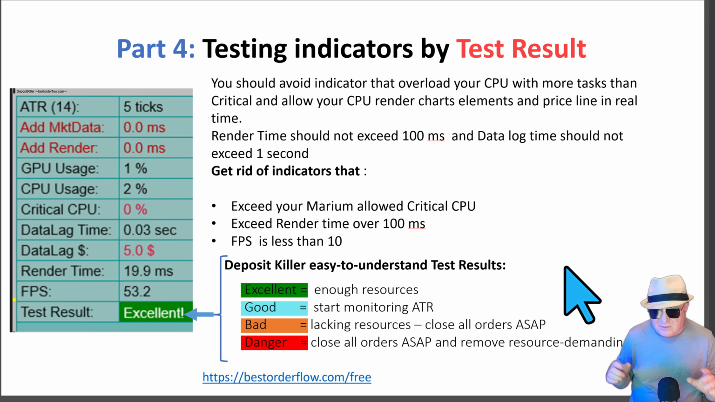And now, if your test result is bad, that means you have a lack of resources, your CPU and other resources, and you need to close positions as fast as possible. Call your broker, close the Ninja, restart your computer, whatever you need to do. And when the test result goes into the danger zone, then you must close all orders as soon as possible, restart your computer, restart your platform, and remove resource-demanding indicators.